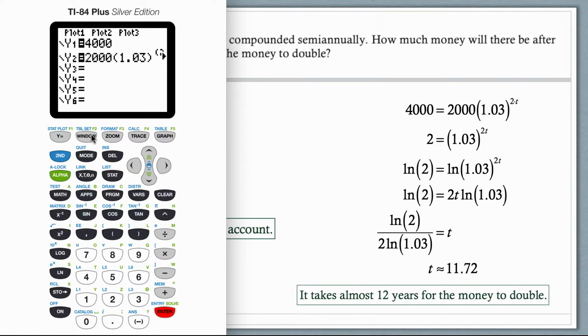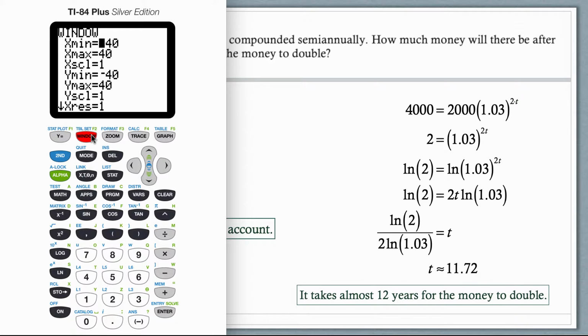Okay, thinking about a window, what do we want to see? Well, we know we're not going to see any negative x values, so I'm going to start my x min at 0, my x max. Doubling the money isn't an extremely large amount. We could say maybe 20 years, pretending like we have no idea how long it's going to take. And you could scale that by 1s or 2s.